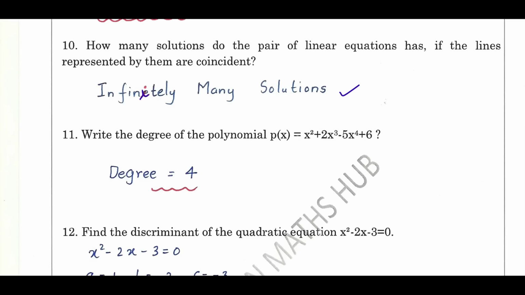What is the degree of the polynomial? The degree of the highest power is 4, therefore the degree is 4.